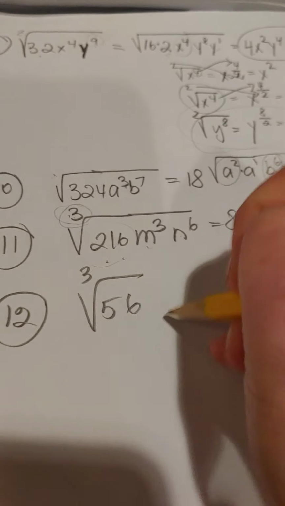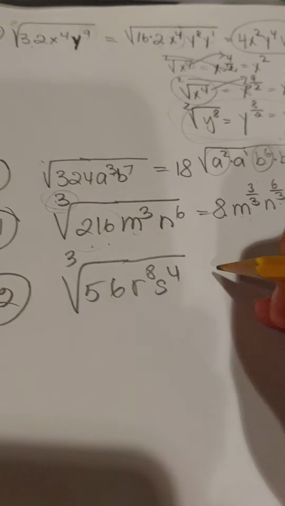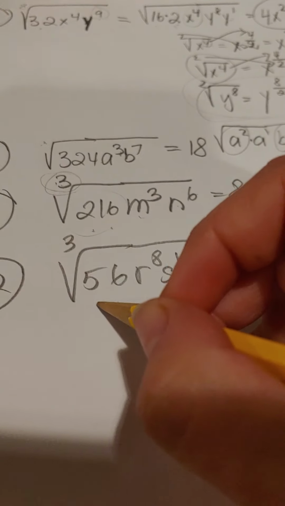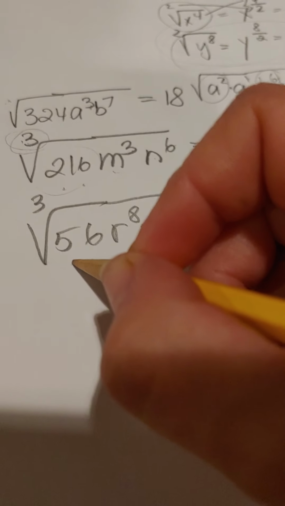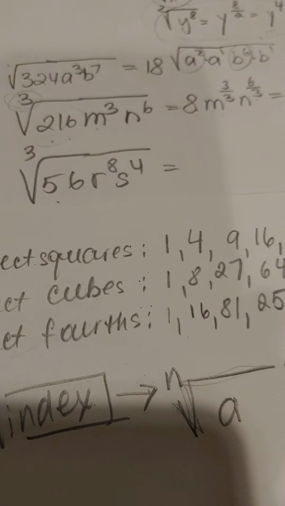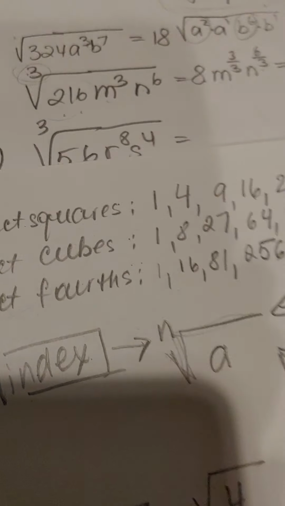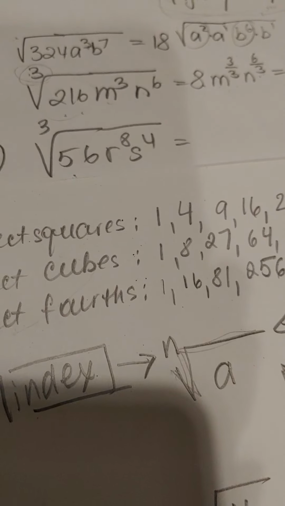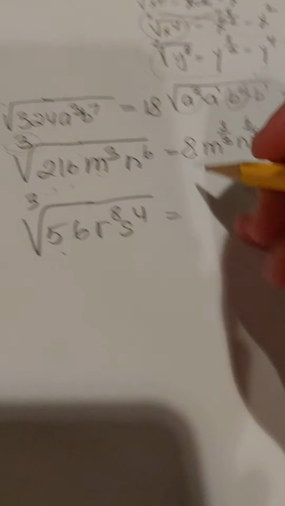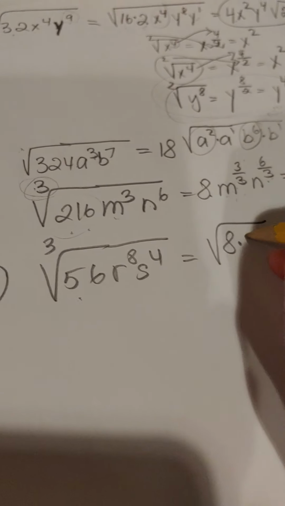Cube root of 56, r to the 8th, s to the 4th. All right? So again, is this my perfect cube? No, it's not. So we have to start dividing 56 by every perfect cube possible. We divided it by 8, and then we got 7, because 56 is 7 times 8. So it's 8 times 7.